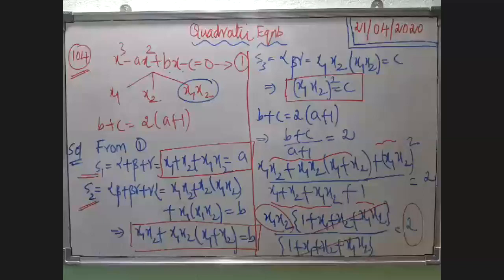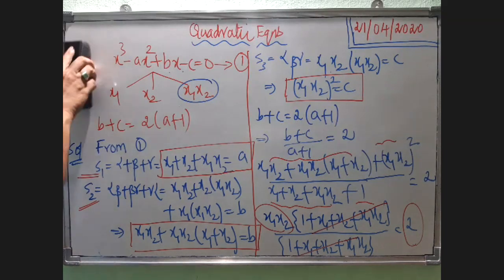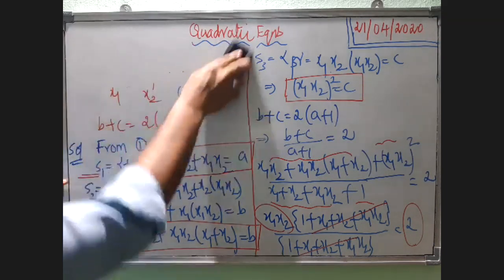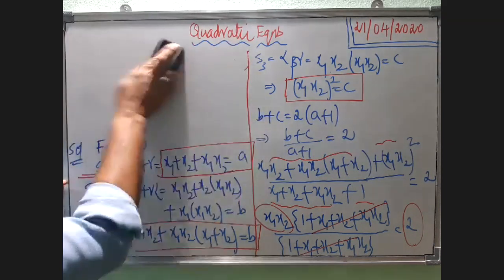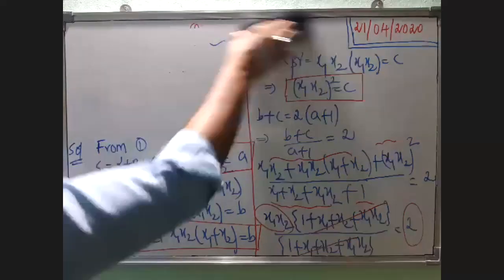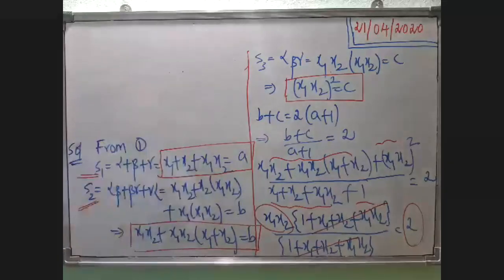This was question number 104. So the answer is option B, which is equal to how much? 2 here. Only I'm using the notations S1, S2 and S3.